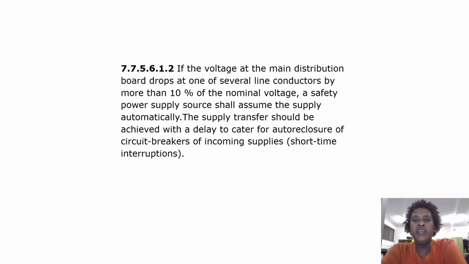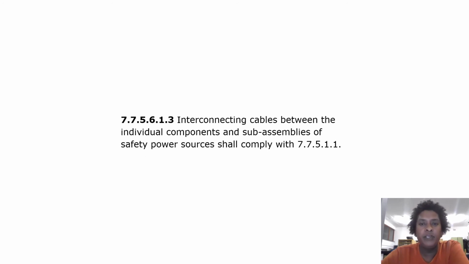If the voltage at the main distribution board drops at one of several line conductors by more than 10% of the nominal voltage, a safety power supply source shall assume the supply automatically. The supply transfer should be achieved with a delay to cater for auto reclosure of circuit breakers of incoming supplies, short time interruptions. Interconnecting cables between the individual components and sub-assemblies of safety power sources shall comply with 7.7.5.1.1.